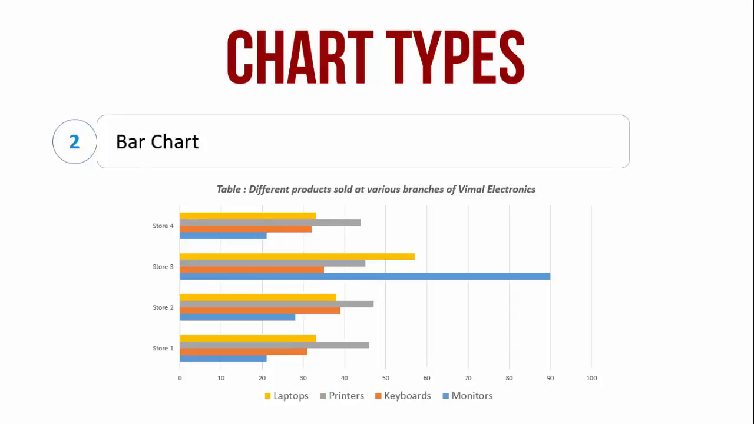A bar chart is the same as a column chart, only it is flipped. So the x-axis is the y-axis and the y-axis is the x-axis. The interpretation and the meaning is the same for both a column chart and a bar chart. It's just the orientation that is different.